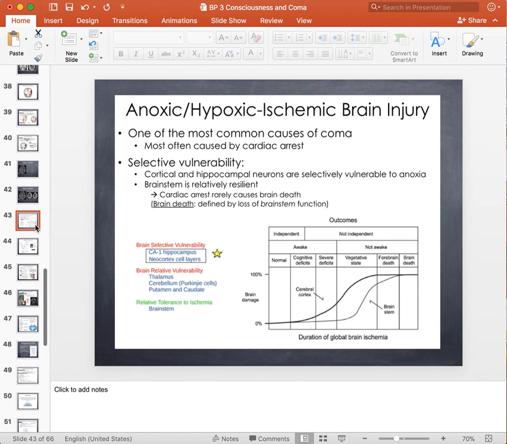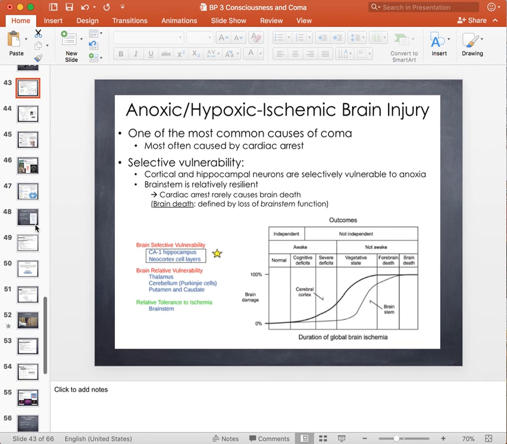So, although we're always on the lookout for structural causes of coma that might warrant neurosurgery or other interventions, probably the most common cause of a coma is actually anoxic brain injury or hypoxic ischemic injury, which is usually caused by a cardiac arrest, sometimes a respiratory arrest. And one of the important things that informs how this looks clinically is the fact that our cortical neurons are really selectively vulnerable to lack of oxygen.